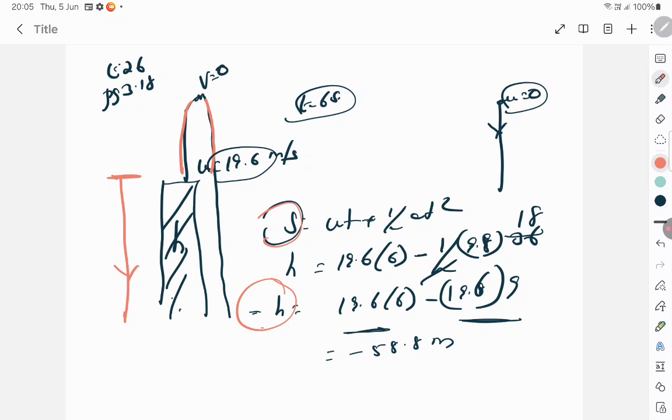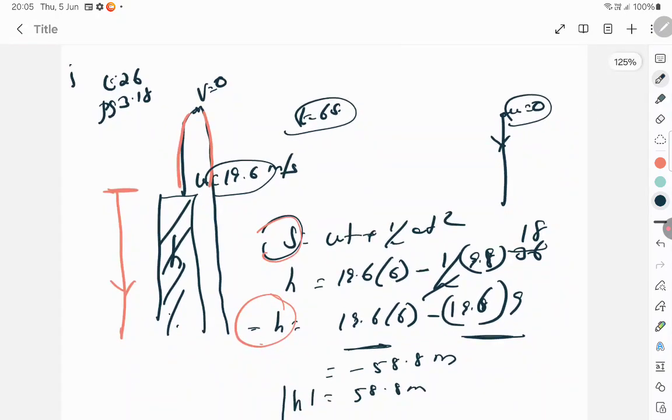So this has to be negative. However, height cannot be negative, so the magnitude of height is 58.8 meters. That completes the first question. This is the first question. I'll read the question for you, which is example 26 again in the recording.